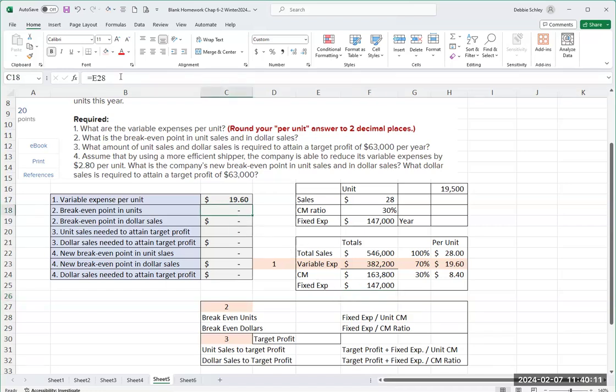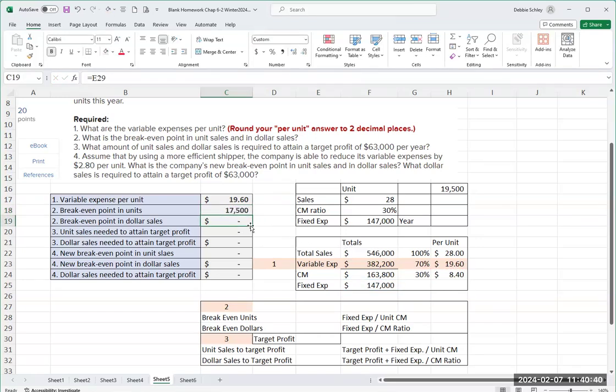No idea where I have the reference to. Okay. So I'm going to go equals the fixed expense divided by the per unit contribution margin. Okay, not the ratio, but the dollar amount. And that will get me to units.